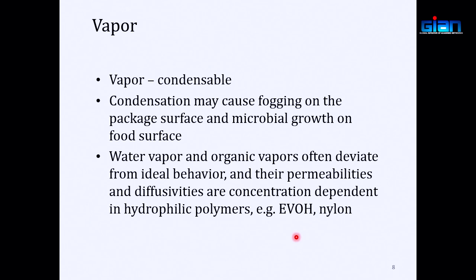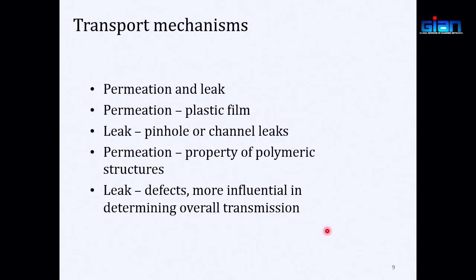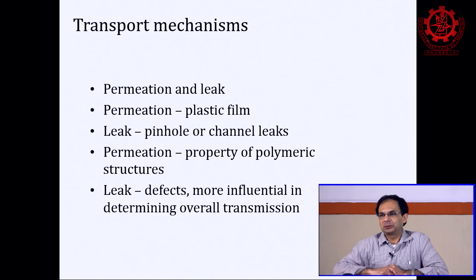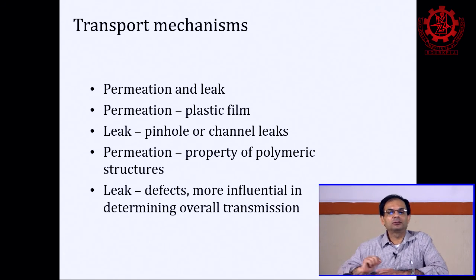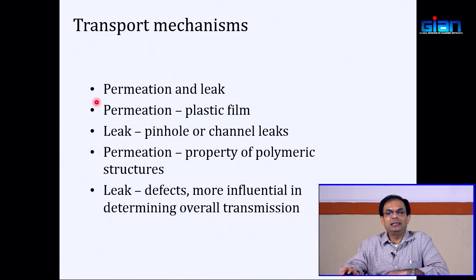For example, in the case of ethylene vinyl alcohol and nylon, both are hydrophilic polymers, unlike many other polymers which are hydrophobic. So what are the mechanisms of transport of these gases and vapors through polymeric films? You could have permeation or you could have a leak. Permeation refers to the property of the plastic film, and leaks are pinholes or channel leaks, which are basically defects, right?